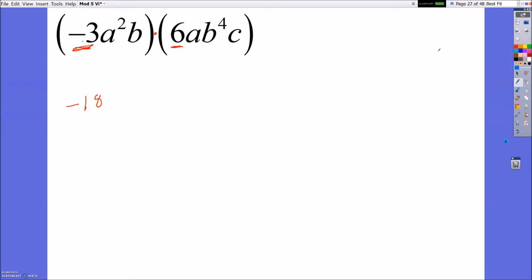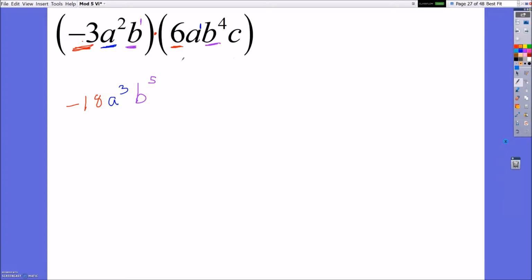Now what we're going to do is look at my a's. I have a to the second times a to the first. I want you guys to remember that I'm going to add the exponents, so this is going to give me a to the third. On the next example, I'm just going to look at the b's. I have b to the first power times b to the fourth. That'll give me b to the fifth because I am adding the exponents.